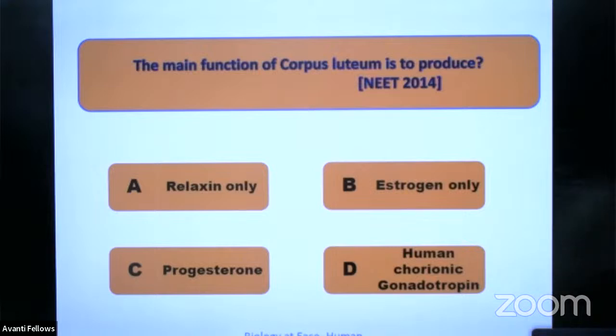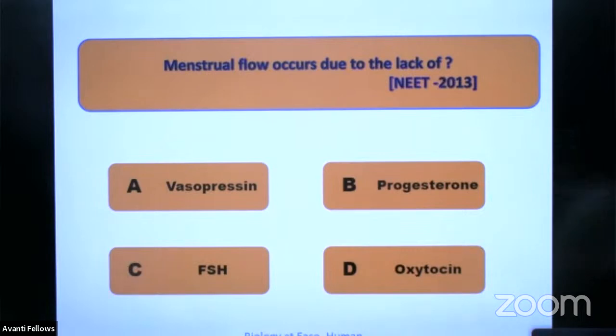The main function of corpus luteum is to produce what? You know, corpus luteum is developed from the ruptured Graafian follicle only. And what is its function? Is it for producing relaxin, estrogen, progesterone, or human chorionic gonadotropin? All of you know this hormone, we call it the pregnancy hormone, and it is mainly secreted by the corpus luteum. The name of the hormone is progesterone. So option C is the correct answer.